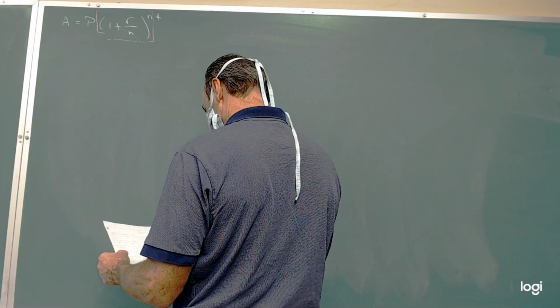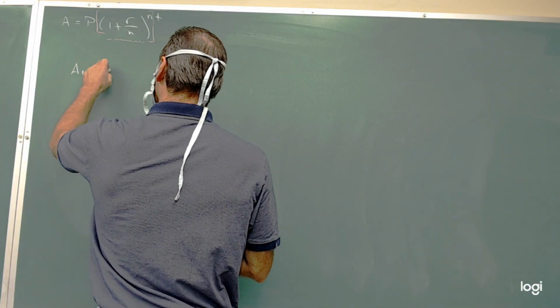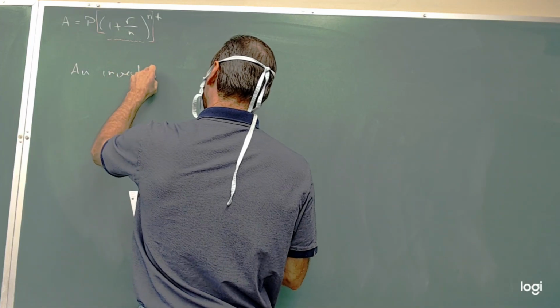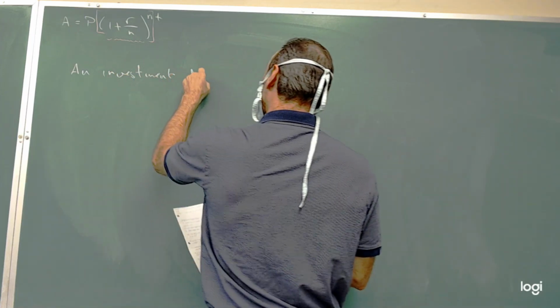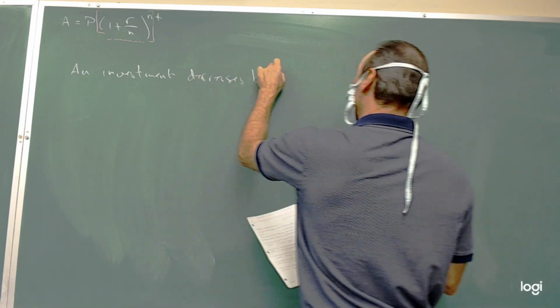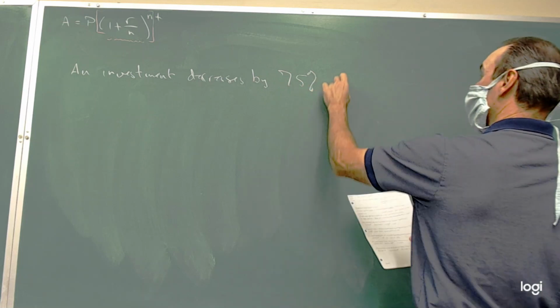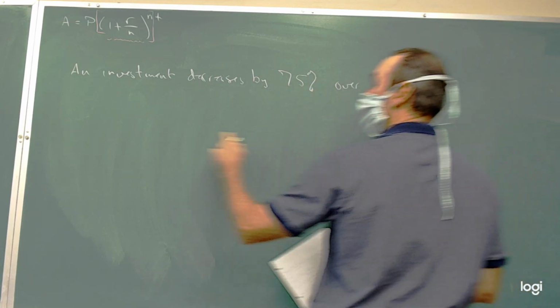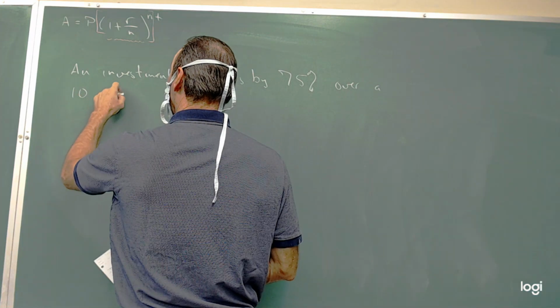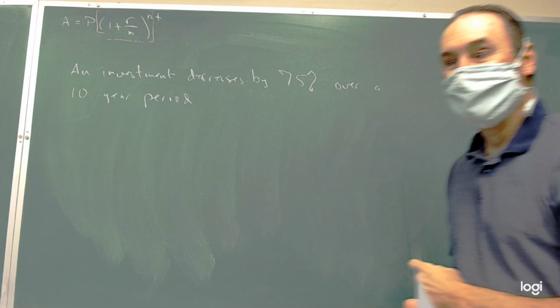Okay, let's say this time investment growth decreases. Investment decreases by 75% over a 10-year period. What's that? Decreases by 75%.